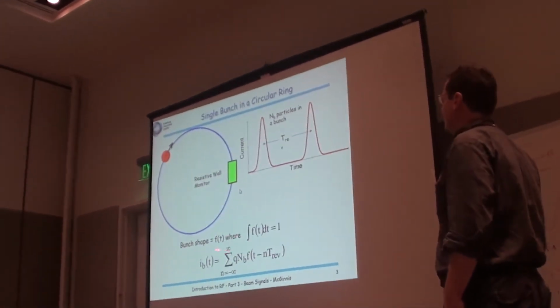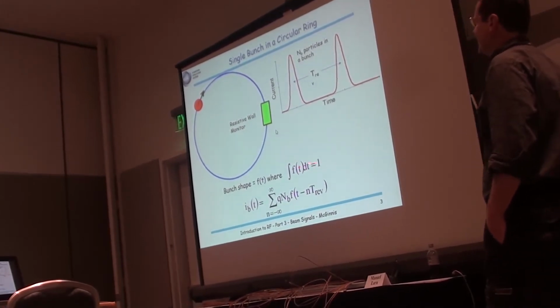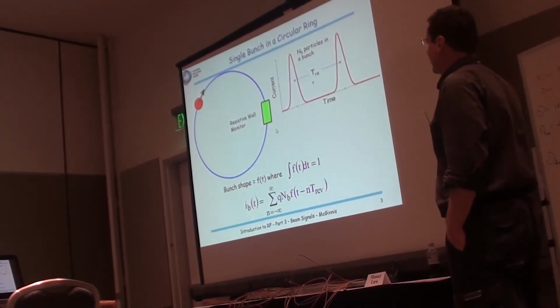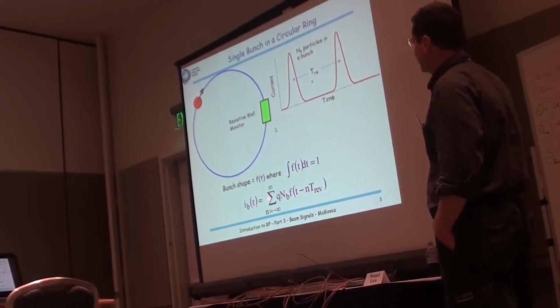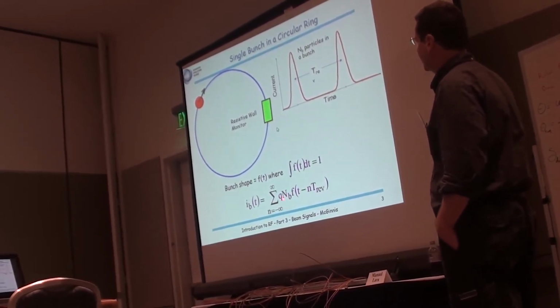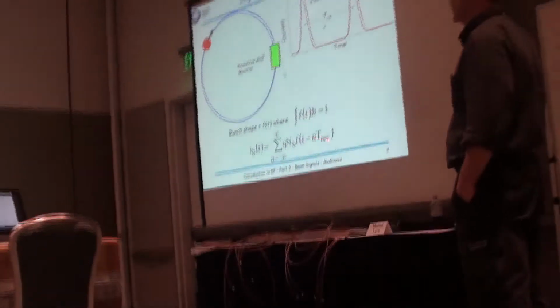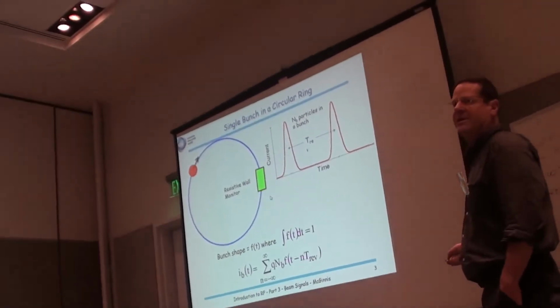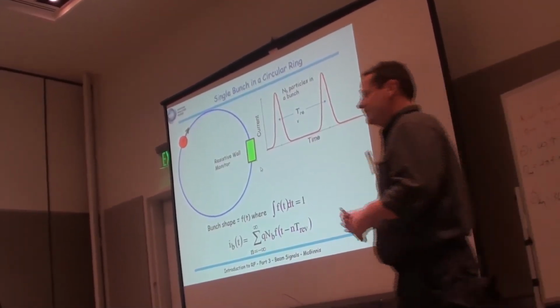So now the bunch shape you get is equal to f of t, where the integral of f of t dt is equal to 1. So we're going to normalize this. Then basically the beam current is going to be given by this, where this is the charge in the bunch, the charge of an electron or a proton, times the number of particles in the bunch, times the shape. And it repeats every t rev from minus infinity to infinity.